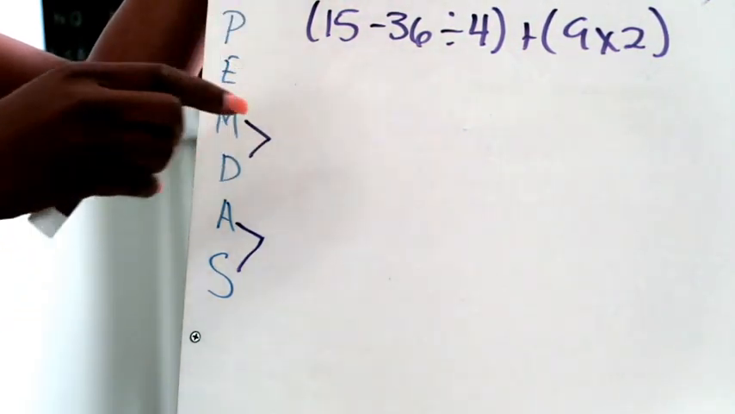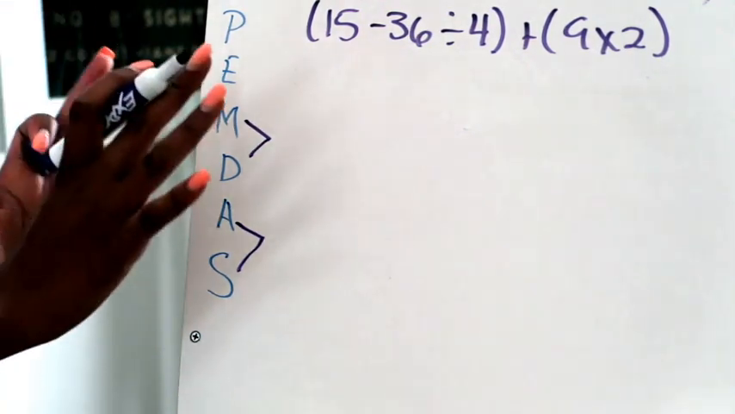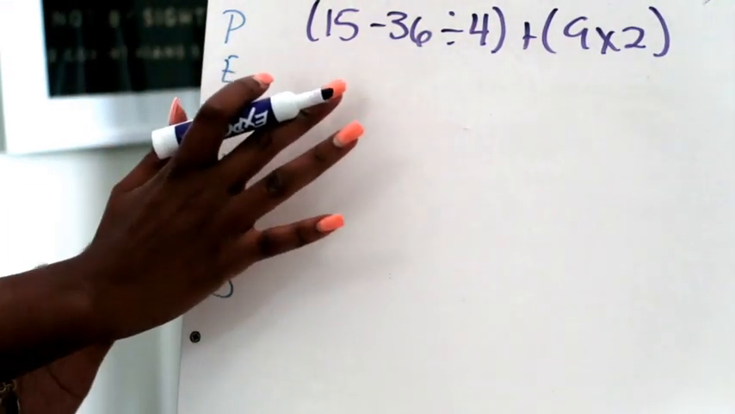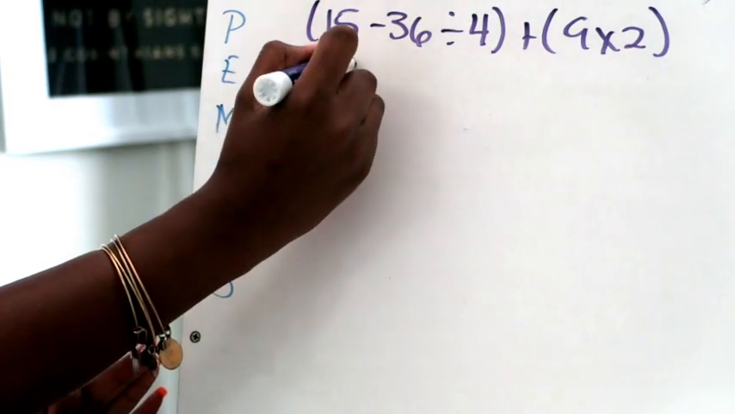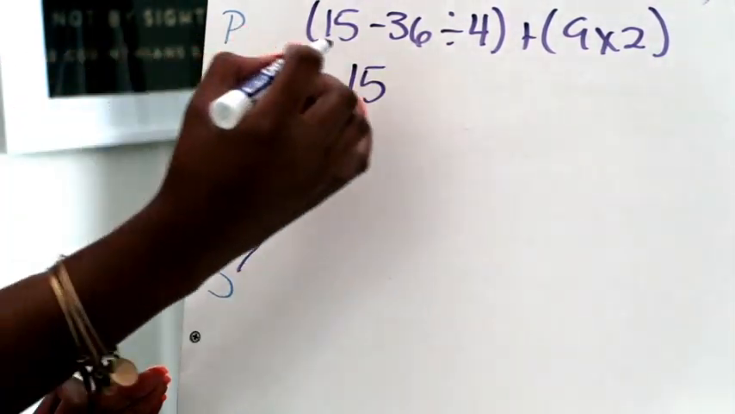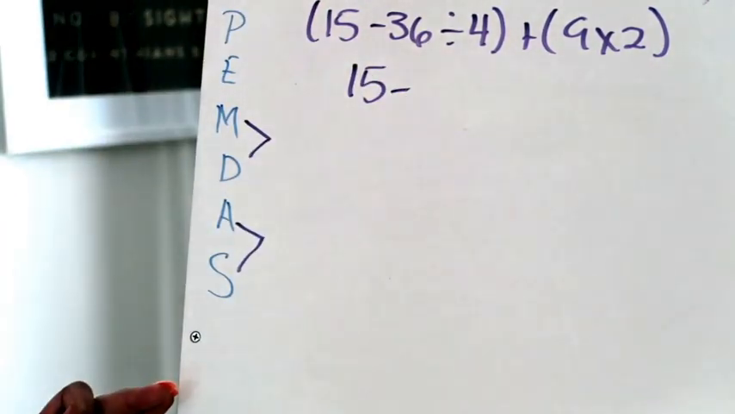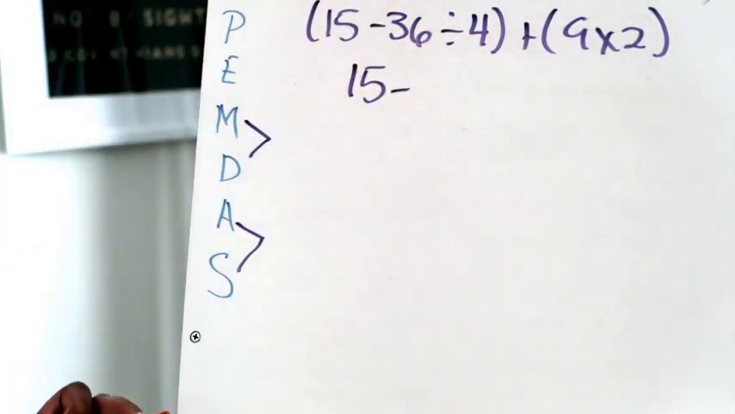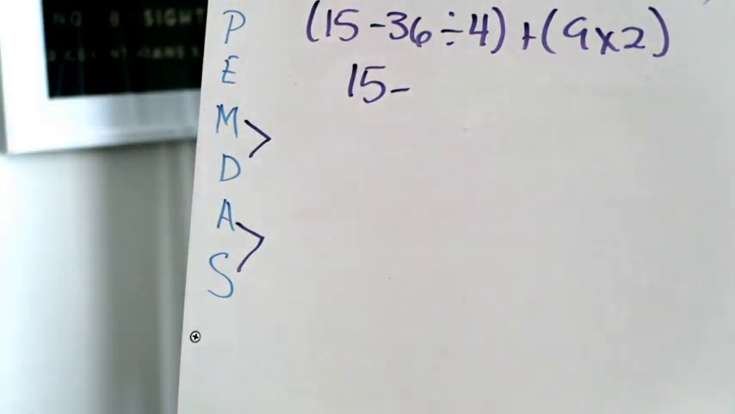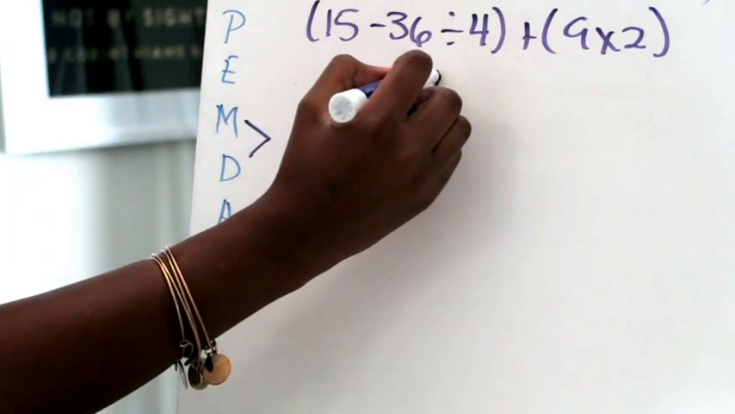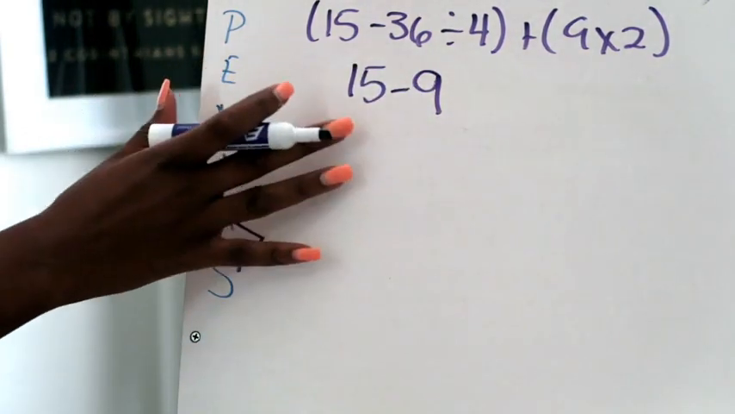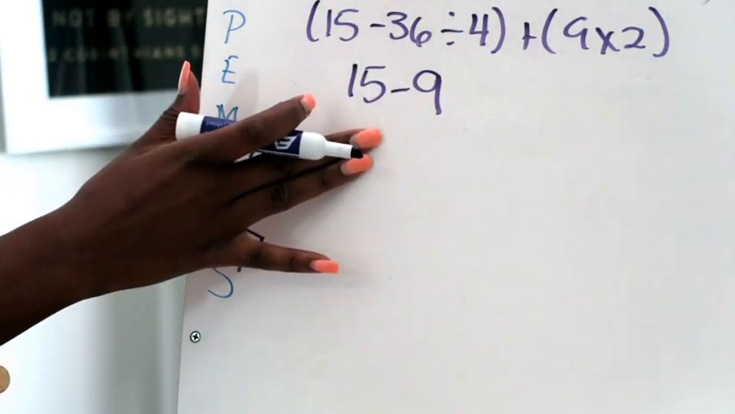So I'm going to start a whole new line. I'm going to bring down the parts of this parentheses that I'm not working with yet. So I'm going to go ahead and bring down the 15. I'm going to bring down my subtraction sign, and then I'm going to solve this part. 36 divided by 4 is going to equal 9. Okay, so that takes care of the first set of parentheses.